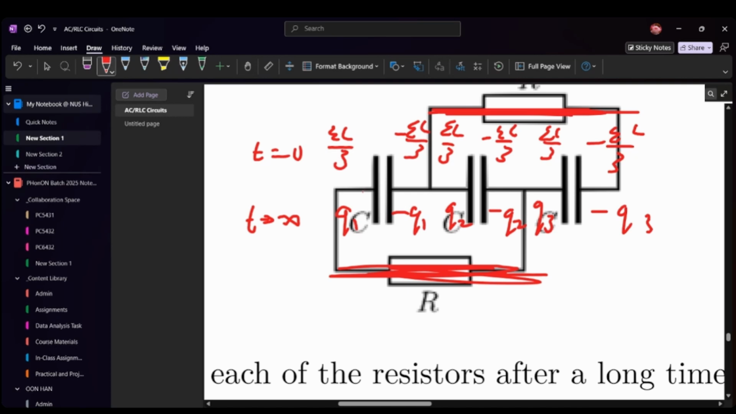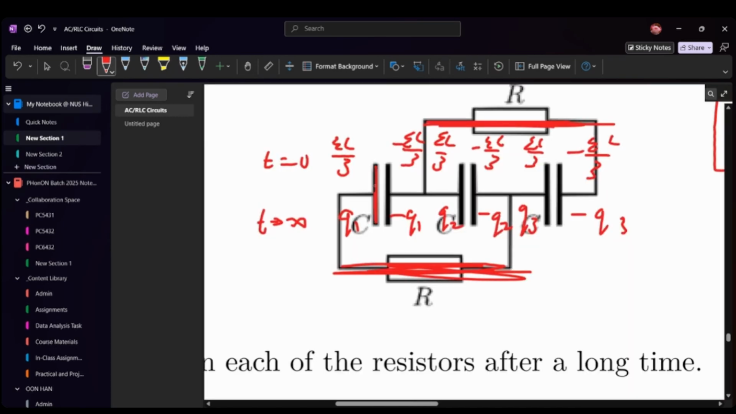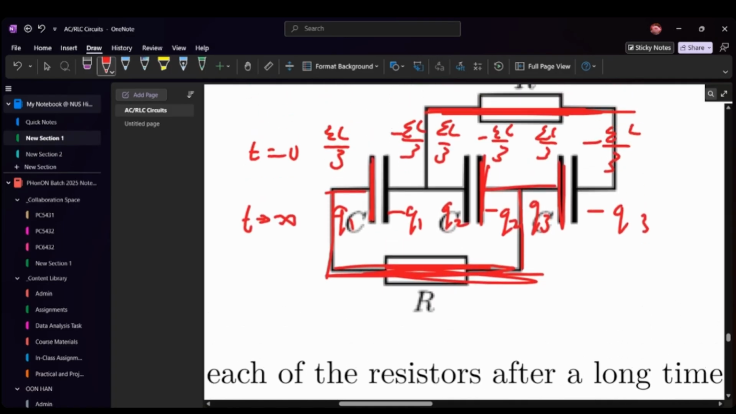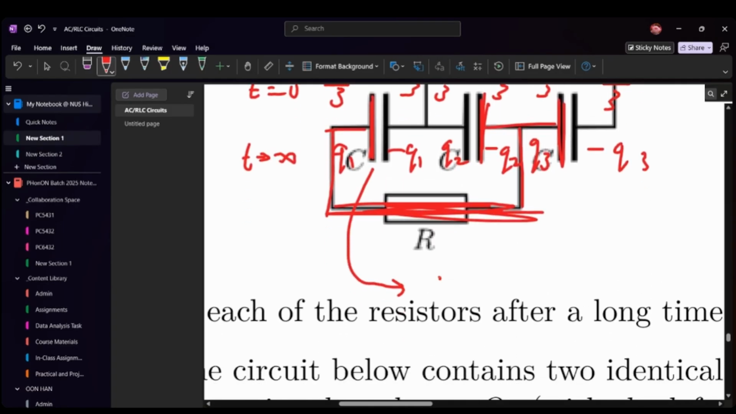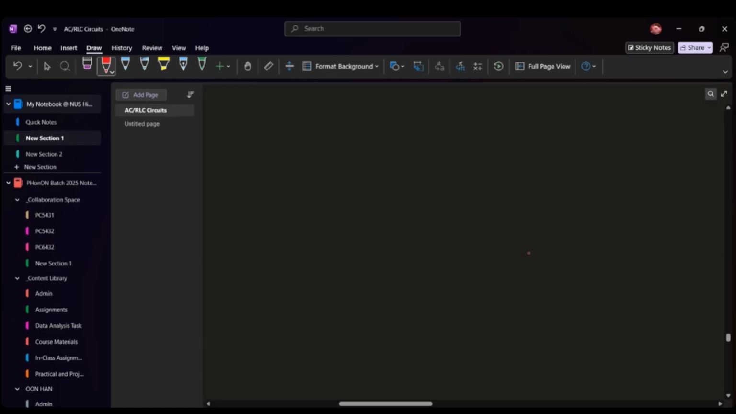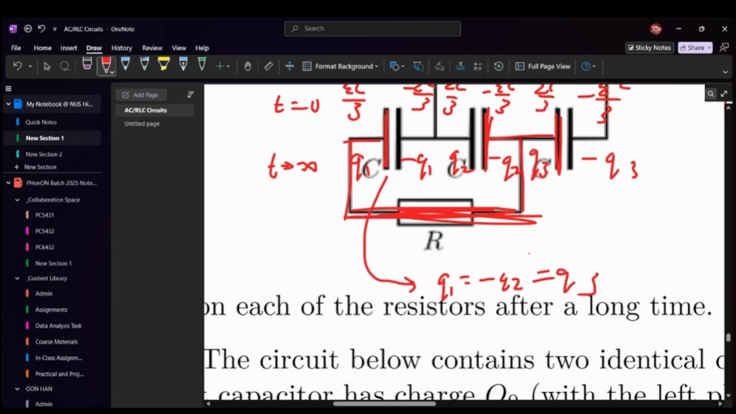So what exactly does that imply? Since these 3 points are equipotential after a long time, since they're connected by this wire, this must mean that the charges are the same, actually. So that means Q1 is minus Q2 is Q3. Now we actually have the relationship between the charges, right?